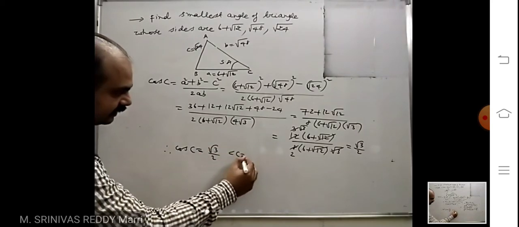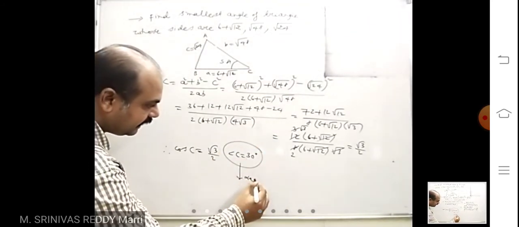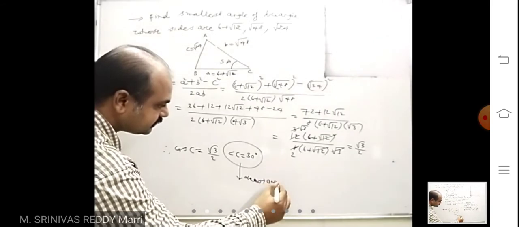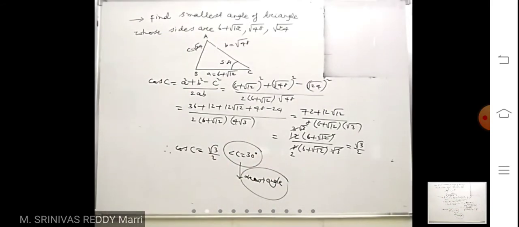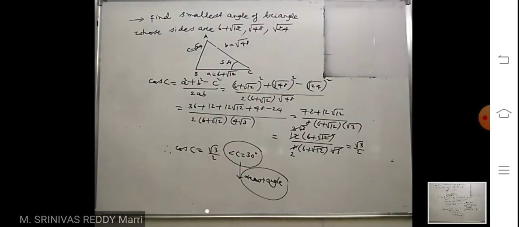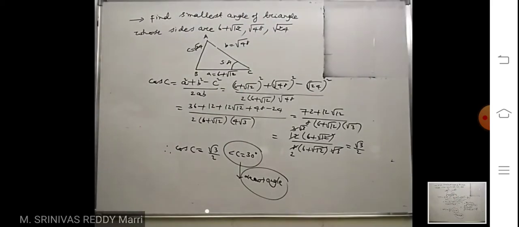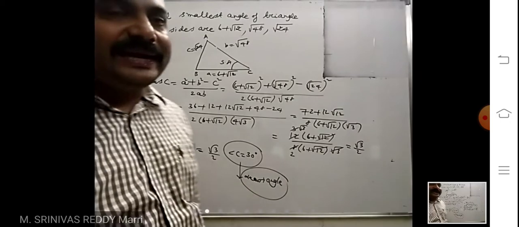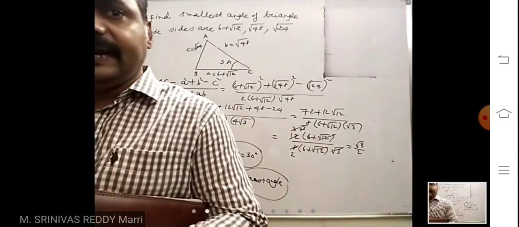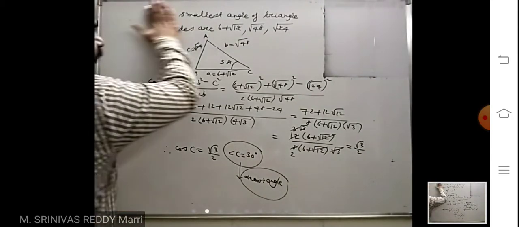What is angle C? Angle C is nothing but 30 degrees. This is the least angle, the smallest angle of the triangle. Out of these three angles, the smallest angle will be this one. Like that, if he asks for the greatest angle, out of these three sides you pick up the greatest one and find the angle opposite to it. That will be the greatest angle. Whenever the sides are given, you pick the greatest side and find the greatest angle, or pick the least side and find the least angle. That series of problems you can do.